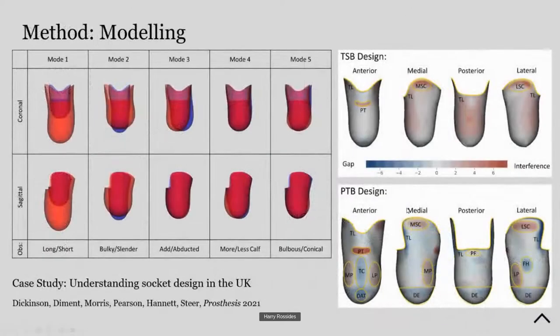We develop a statistical shape model for these kinds of surfaces that tries to reduce this original surface that has 30 or maybe 60,000 data points down to a handful of modes, as they are called here. In this model, the first mode would represent the length of the surface. The second mode will be how bulbous it is, adduction, abduction, and so on and so forth.